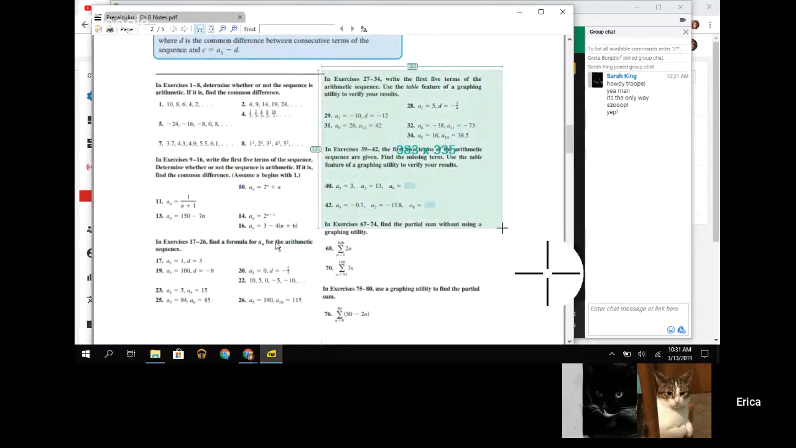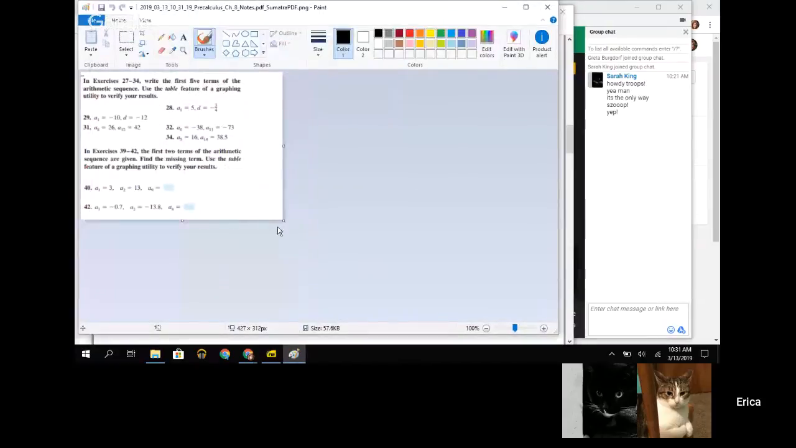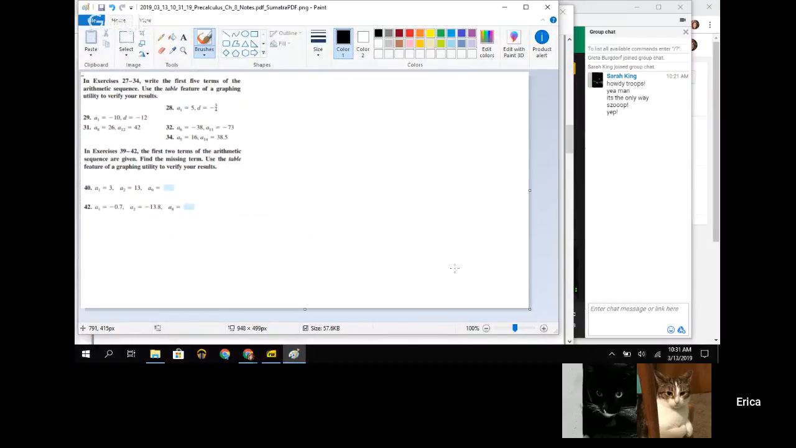Let's do some more. Okay. In exercise 27 through 34, write the first 5 terms of the arithmetic sequence. Use the table feature of a graphing utility to verify your results.